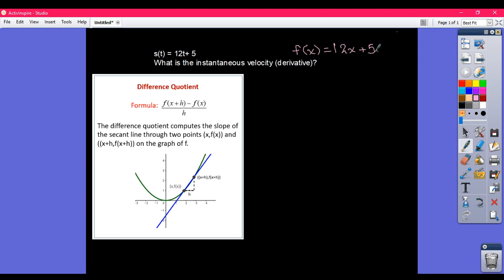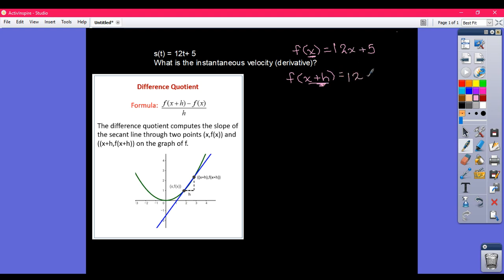So using the formula for the difference quotient, I need to first find out what f of x plus h is. So that means that f of x plus h, notice that the only thing I did, even though I'm given f of x, is replace the x with x plus h. So that's the same thing I'm going to do here.